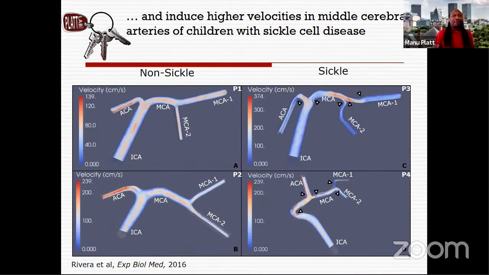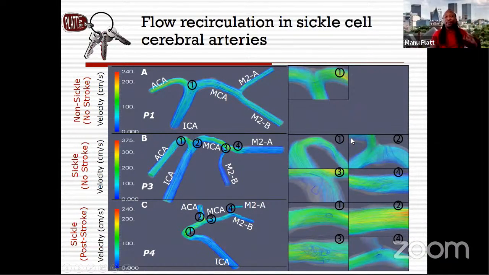And this comes back in a moment because when we apply the same fluid inputs at the internal carotid artery to all of these vessels, we got elevated velocities above 300 or 200 centimeters per second only in our sickle individuals. This one did show something over here. We can talk about that in a little bit. But we started to see that quite consistently. And we also saw disturbed flow and flow recirculation in the sickle cell arteries when we went back and looked.